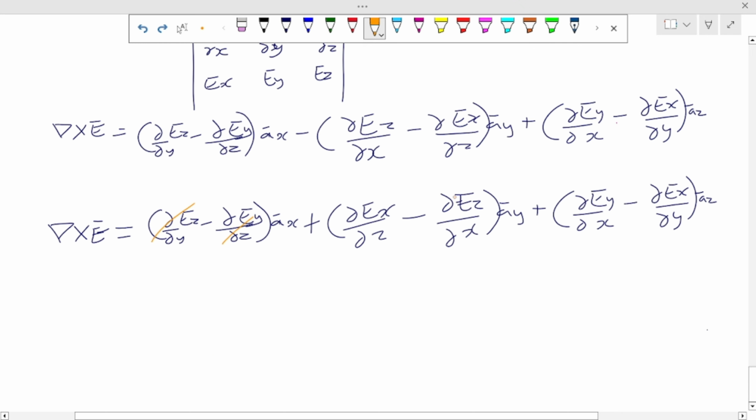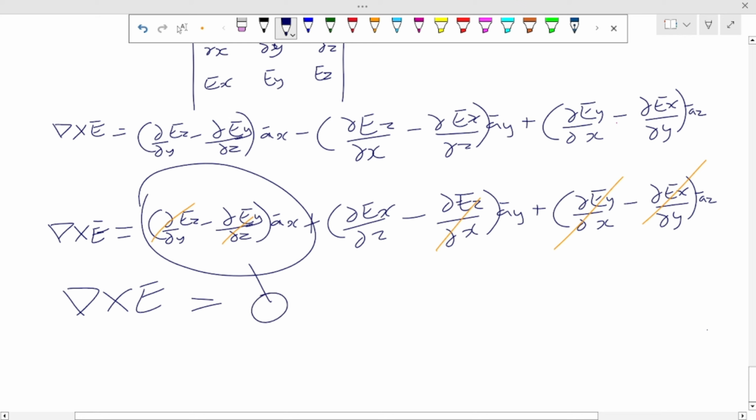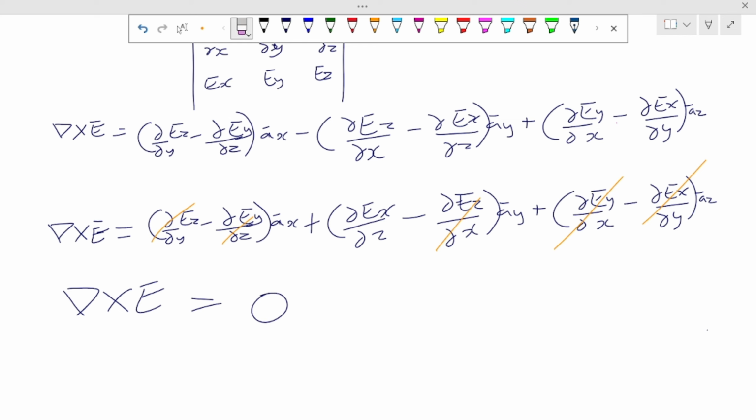Okay. So for this, is it Ex? No. So out. Next, is this Ex? Nope. So out. Next, is this Ex? Yes. But does it have the z component? No. So out. Okay. So finally, what we have left is this. All these parts will give us 0. All this results in 0. And then what we have left will be this.